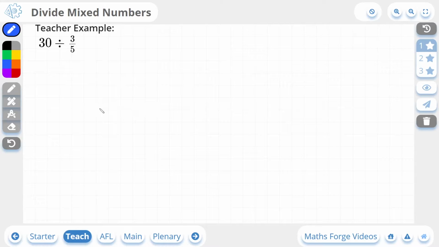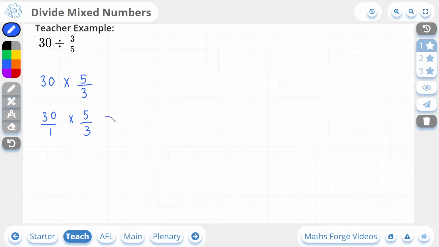Let's take a look at another one-star example. So we have 30 divided by 3 over 5. So I'm going to keep the first number the same. I'm going to multiply instead of divide and flip the second fraction around. So it's going to be 5 over 3. I'm going to rewrite my 30 as 30 over 1 and multiply that to 5 over 3.